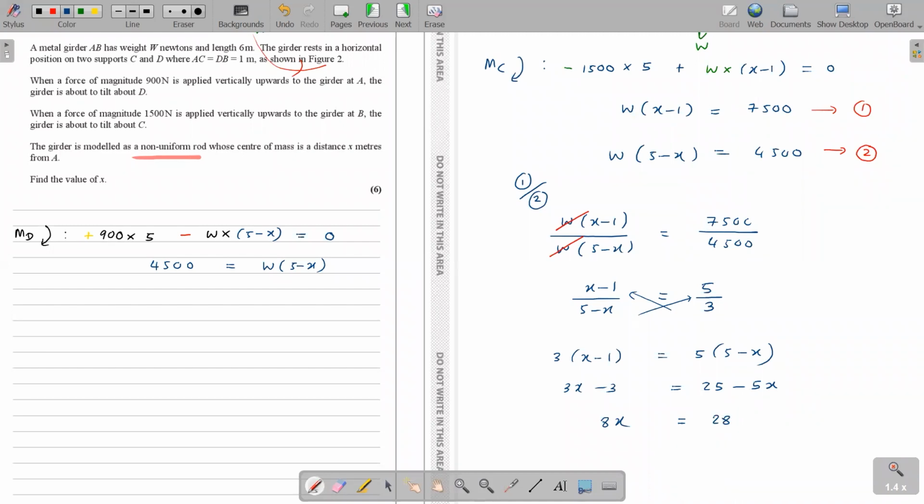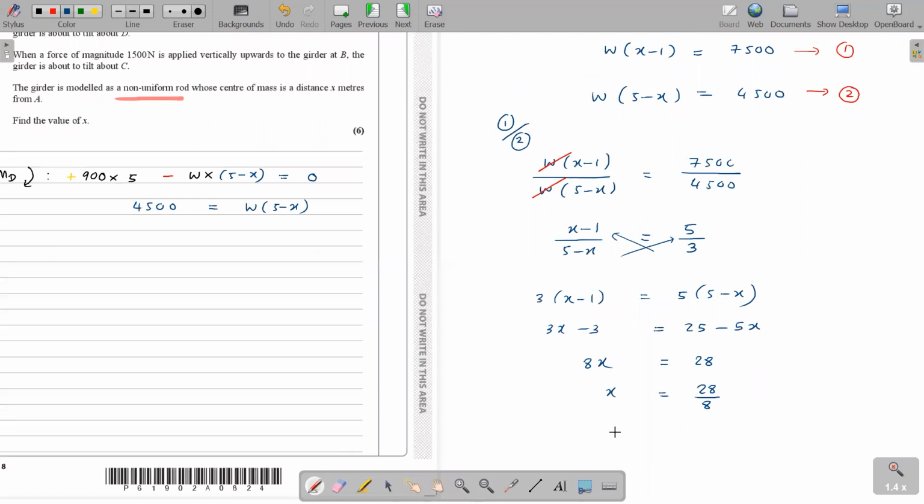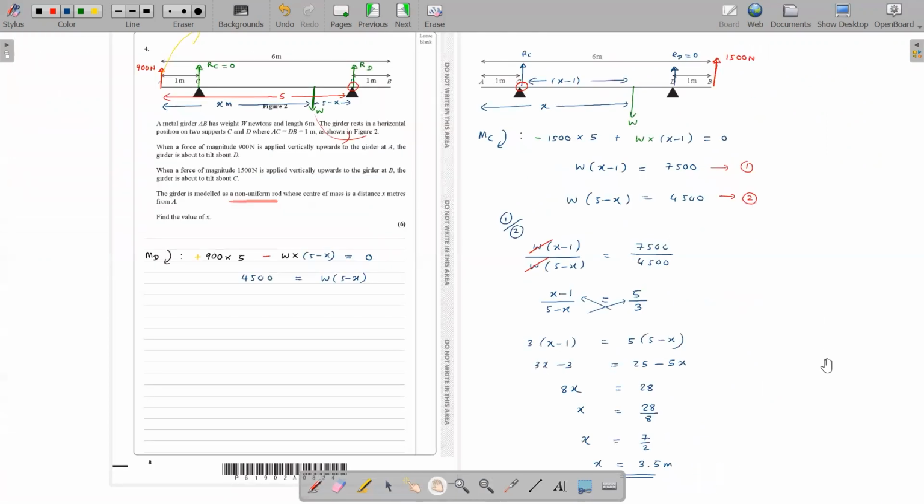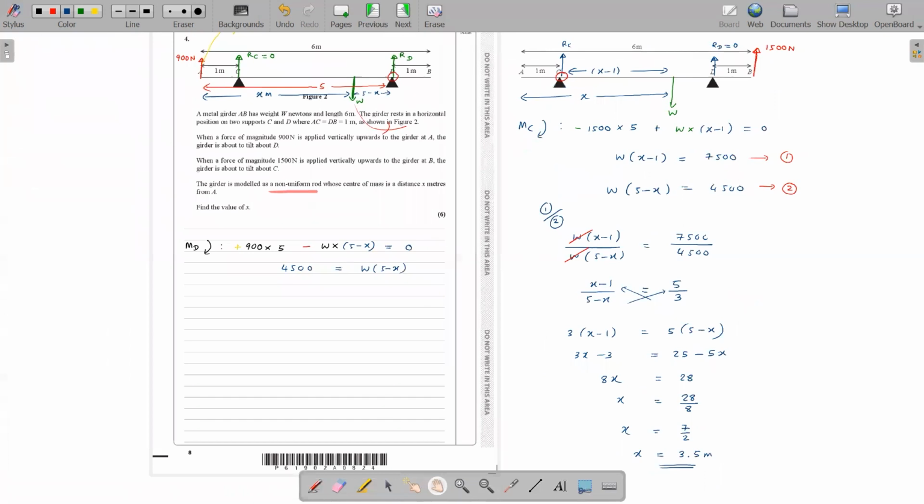How much is the answer? Can I know the value here? X equals 28 divided by 8, which is how much? Exactly. How much? 7/2. Or in other words, the exact figure, right? 3.5 meters. Is that clear? This is what you have to do for the 6 marks. Draw 2 diagrams, take each one separately, make the 2 equations and solve them simultaneously. Okay?